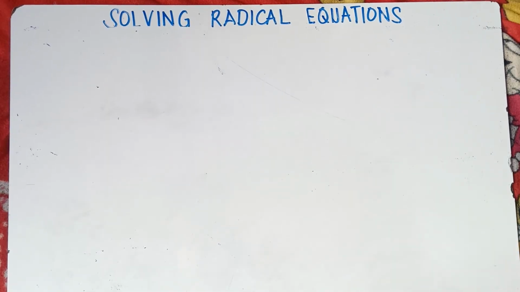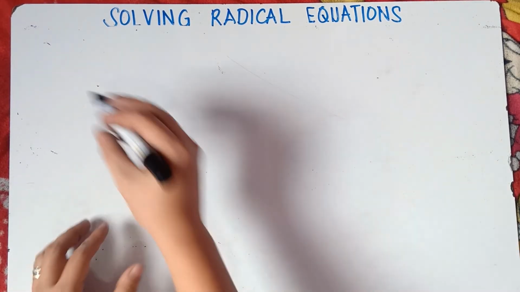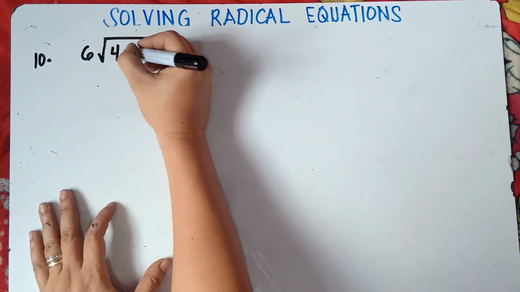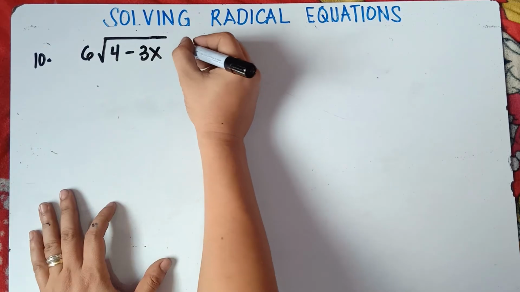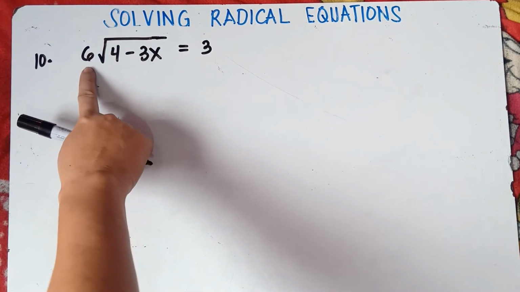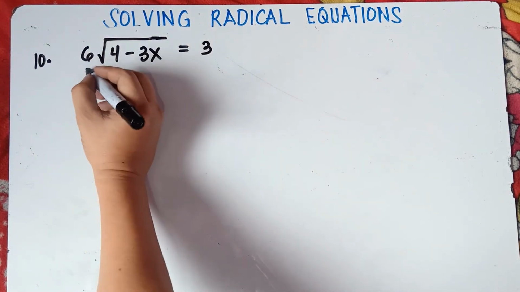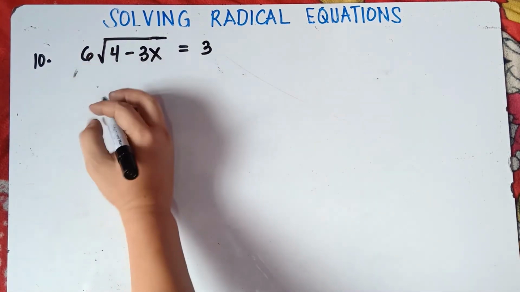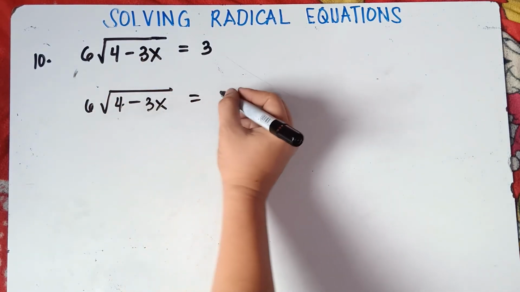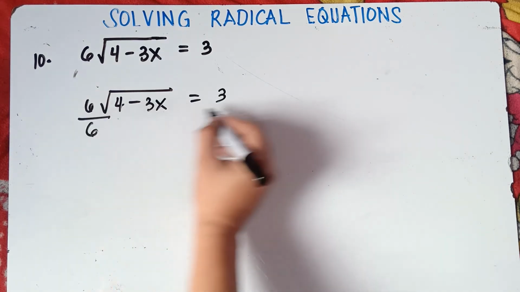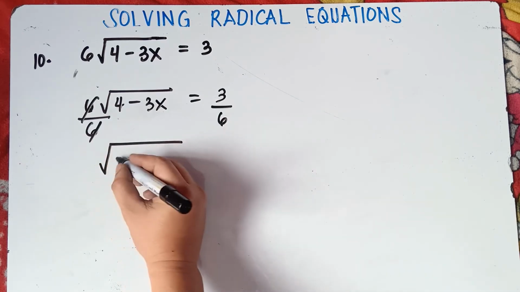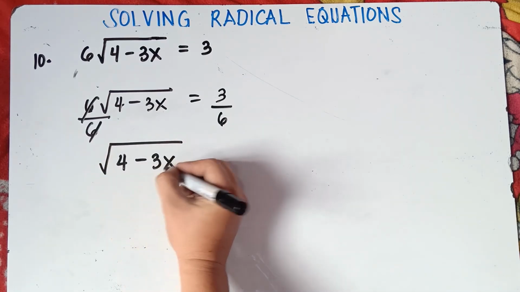So this number 10, class, our answer will be a fraction. So number 10. 6 times the square root of 4 minus 3x equals 3. Alright, so first thing to do, class, we need to eliminate this whole number 6. So we need to divide this one by 6. Okay, let me just copy it here, class, because we will be using this one for our checking. So divide both sides by 6. Divide both sides by 6. So cancel this out. This will be the square root of 4 minus 3x.